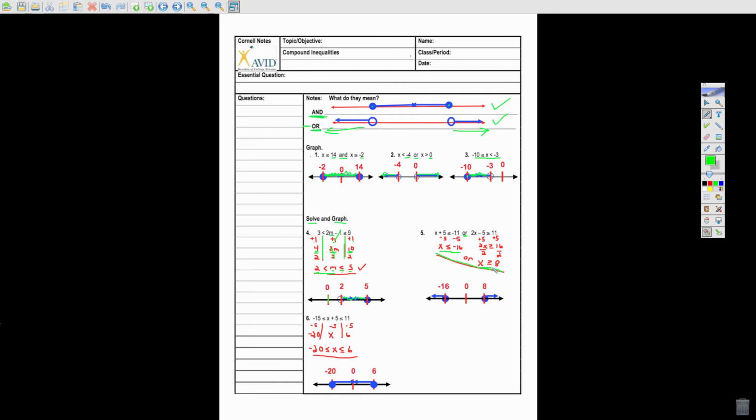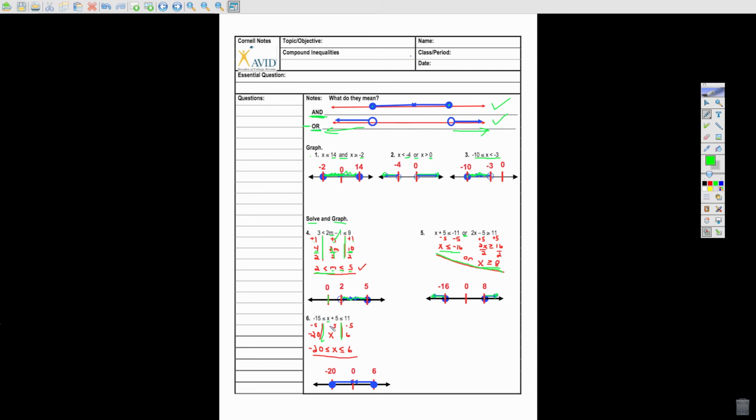You have x is less than or equal to negative 16, or you have x is greater than or equal to 8. They're both going to be solid circles when we graph them. X is less than negative 16, so I'm going to go out to the left. X is greater than 8, so I'm going to go out to the right, and we got it graphed.